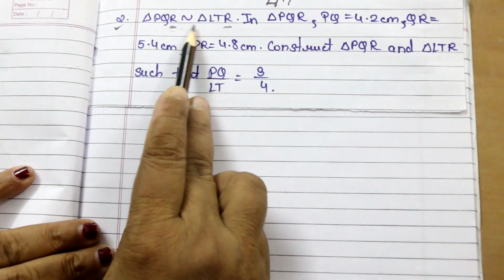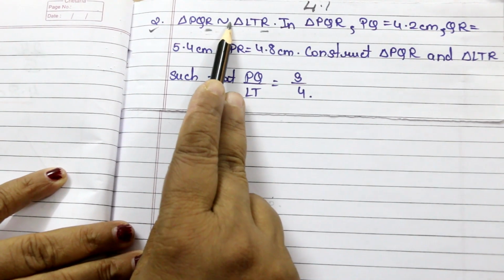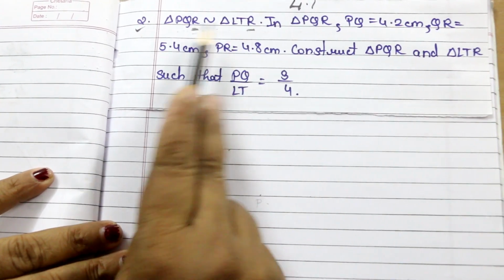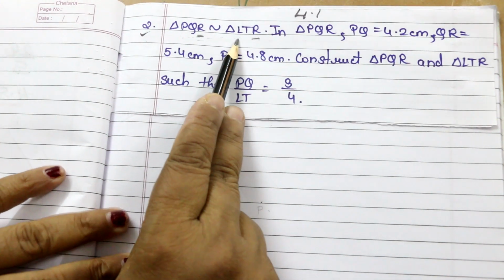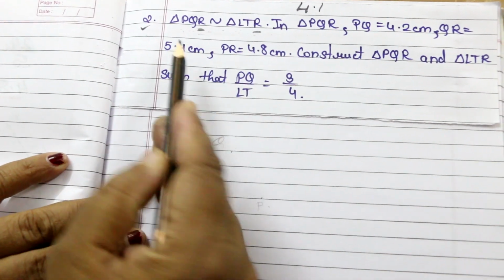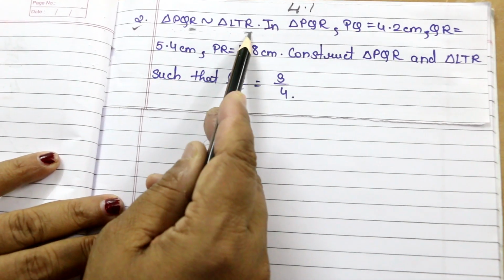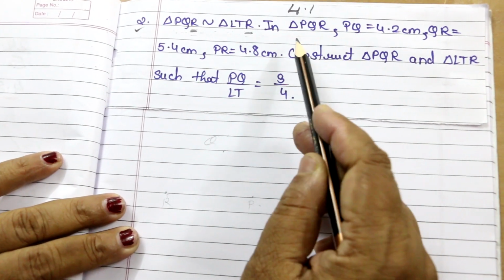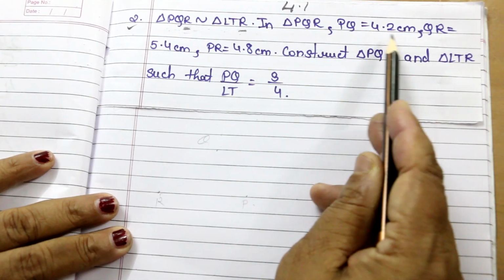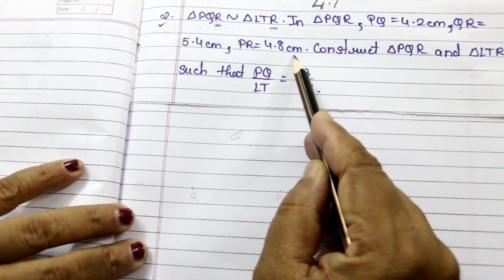Triangle PQR is similar to triangle LTR. Children, when we see the similar sign, we see the corresponding angles: angle P is equal to angle L, angle Q is equal to angle T, angle R is equal to angle R, which means there is a common angle. So the construction is different now. Triangle PQR: PQ is given 4.2, QR is given 5.4, PR is given 4.8.